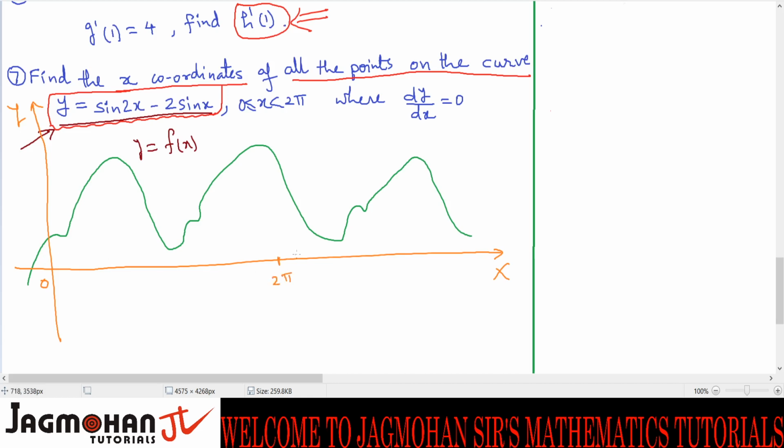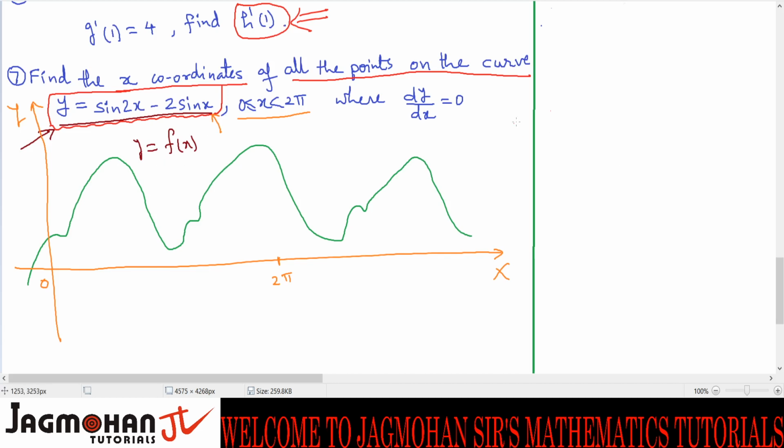In this interval, I must tell you that this curve which I have drawn is just for representation purpose. This curve may not be representing this equation. To know the exact curve, you will have to go for a graphic calculator. You can feed this into some app which gives you the curve for the given equation, so you will get the actual curve. Right now I am just doing it for representation purpose. So from 0 to 2 pi, in this interval we have to find all the x coordinates where dy by dx will be 0 on this curve.